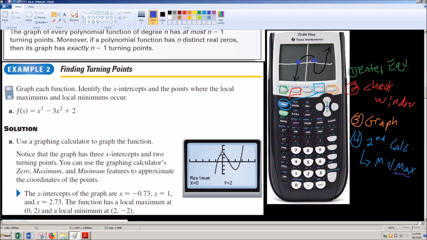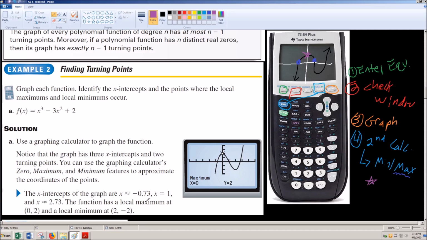As we look at this thing, we just hit enter one more time, and it tells us our maximum. So it's going to spit out a point right here for us. It's going to tell us an x and a y, and that xy is our maximum. Likewise, we can do it for our minimum. We just want to make sure, again, we're to the left and then to the right.